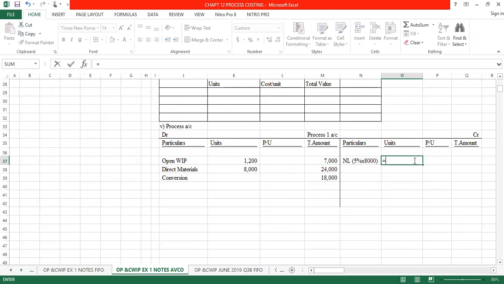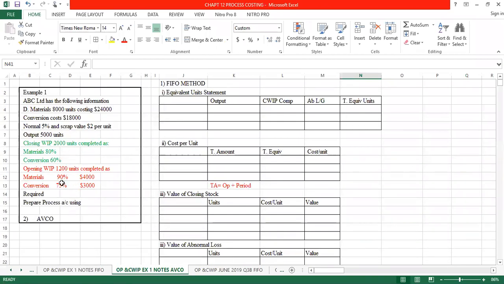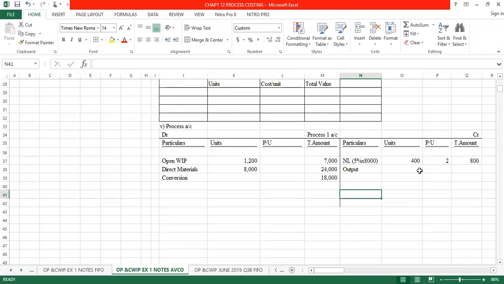So that is equal to 5% times 8,000, which is 400, and the scrap price is 2, to give you the normal loss amount of 400 times 2. And then output, were we given? Yes, I saw it somewhere. Output is 5,000 units.